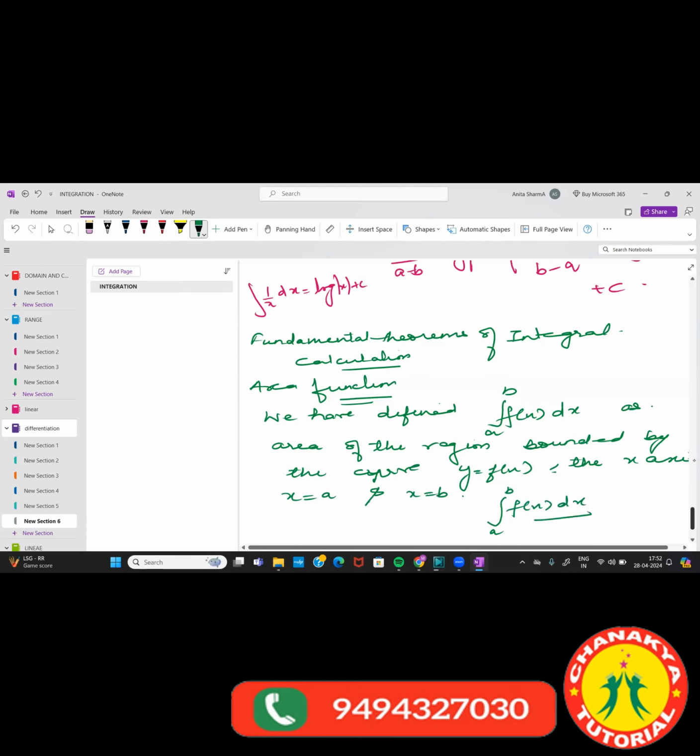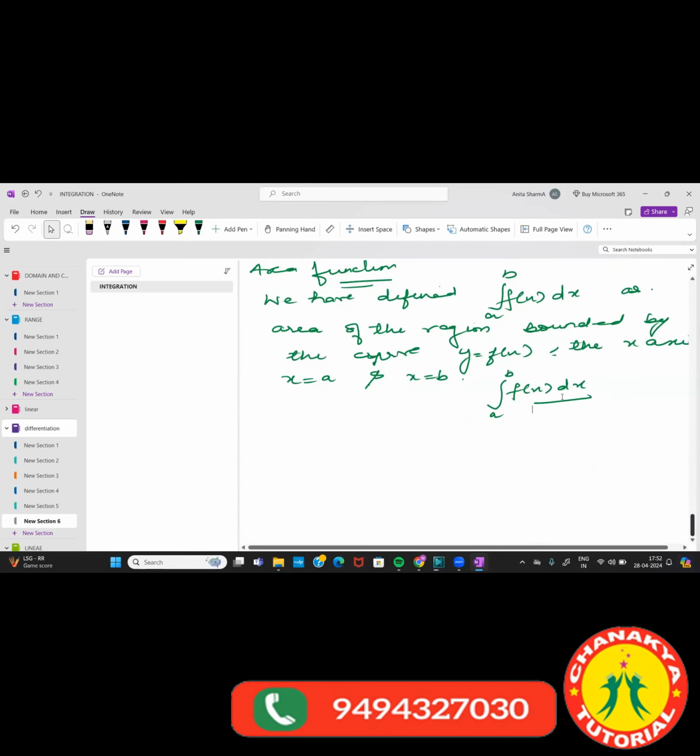So when you are integrating, dx is written. It means these are the ordinates. These are called the limits, lower limit and upper limit. So this is called the lower limit, and this is called the upper limit.